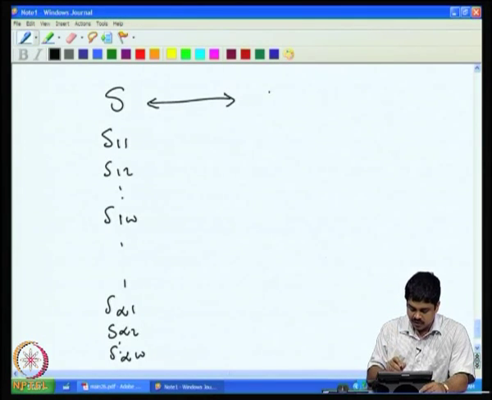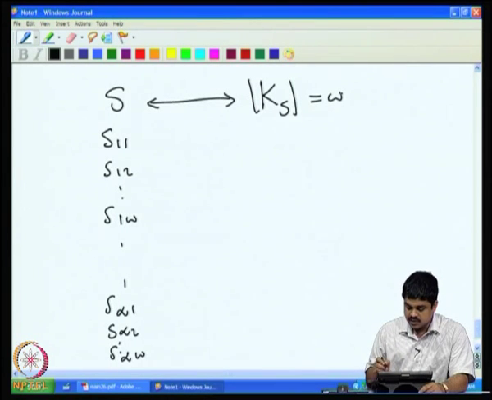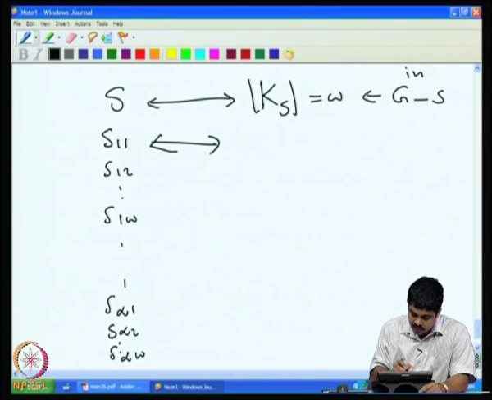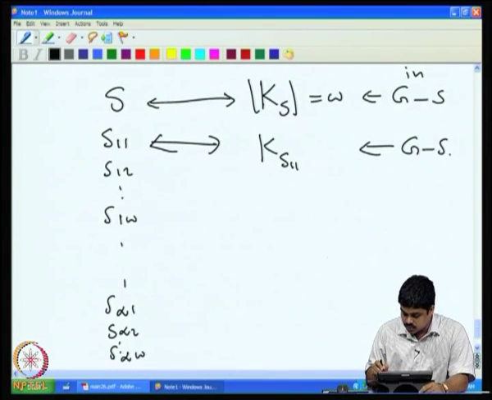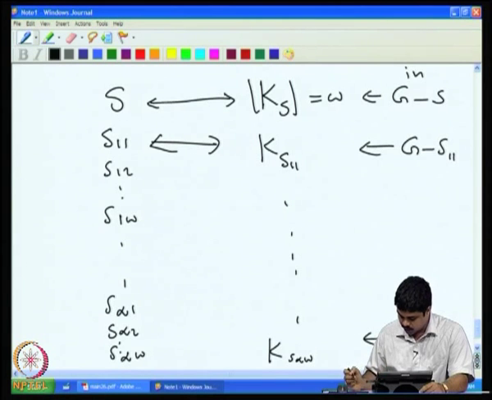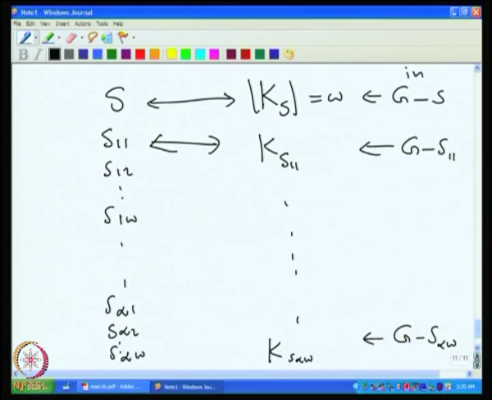Therefore, at least one clique, I will say Ks of cardinality omega, remains in G minus S. Similarly, we will get a Ks11 in G minus S11, and so on. This is also an omega size clique. Similarly, here also, Ks alpha omega in G minus S alpha omega. Okay, this is what will happen.